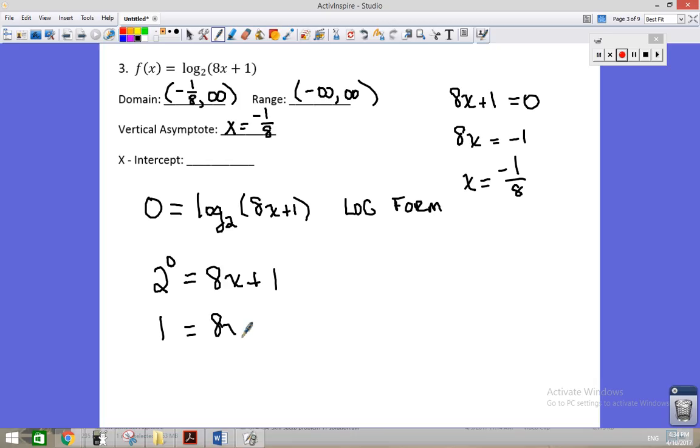So we've got 8x plus 1 equals 1, so this 8x has to be 0. In other words, this x has to be 0. This graph is passing through the origin.